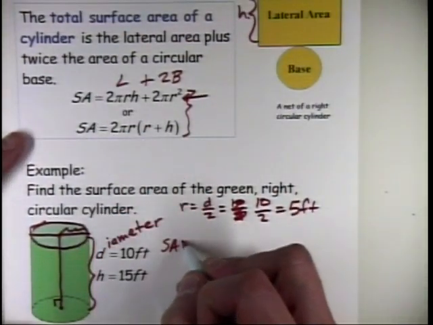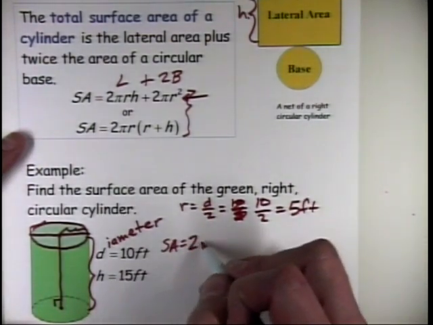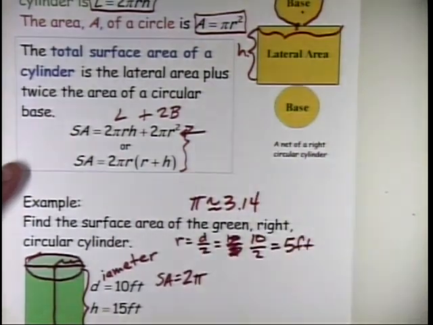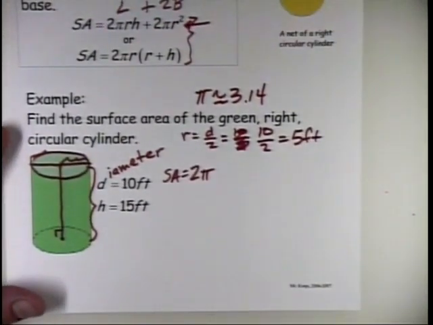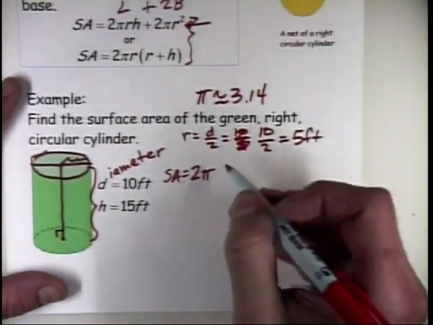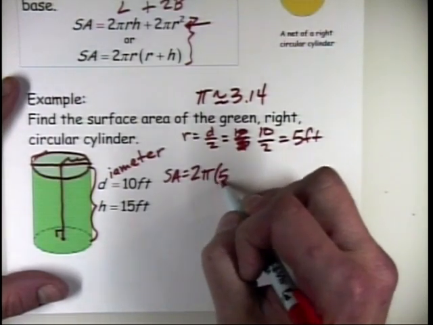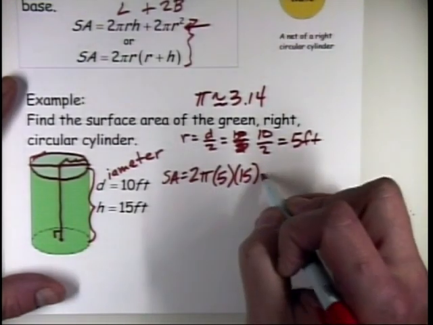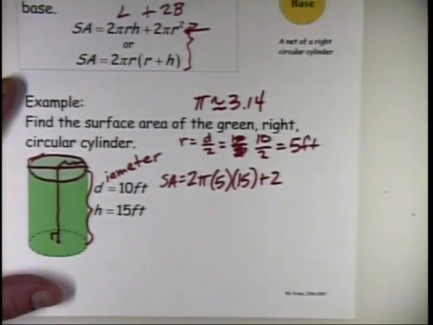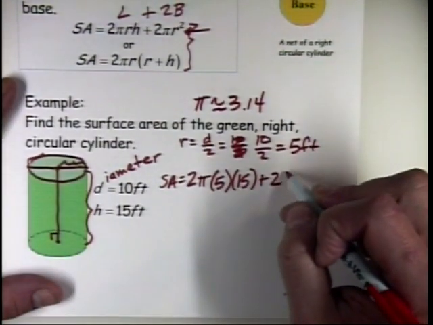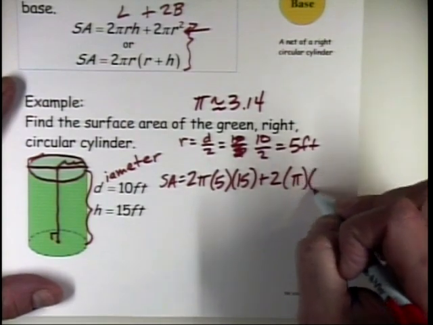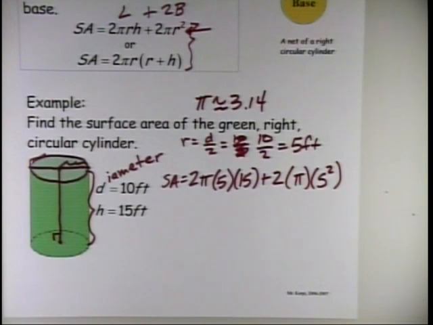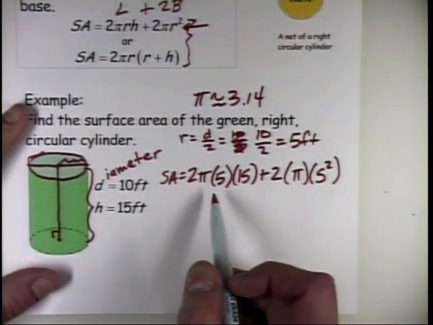So the surface area is going to be 2 times pi, and remember pi is just approximately 3.14. That's also going to be given. It's pretty easy to memorize. 2 times pi times the radius, which we just found to be 5, times the height, which is 15. That's lateral, plus 2 times the area of the base. Well, the area of the base is pi times the radius, which is 5, squared. My goodness, these are a lot of calculations. What do we get when we do all that?